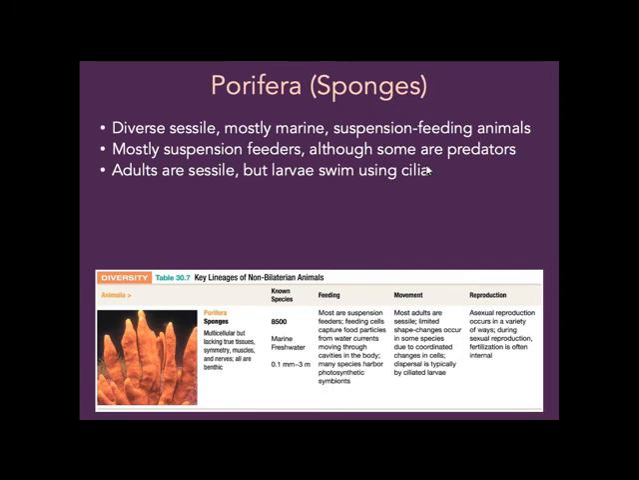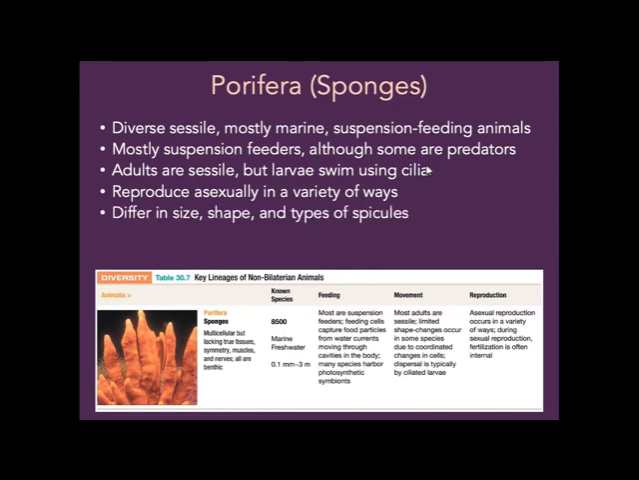We can tell them apart because they differ in size and shape, even in color, and they also have different types of spicules, which are those little skeletal elements. And they can host a wide range of photosynthetic organisms. So sometimes the photosynthetic organisms are what give the sponge its distinctive color.